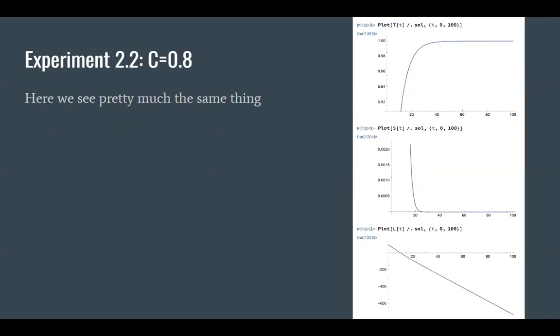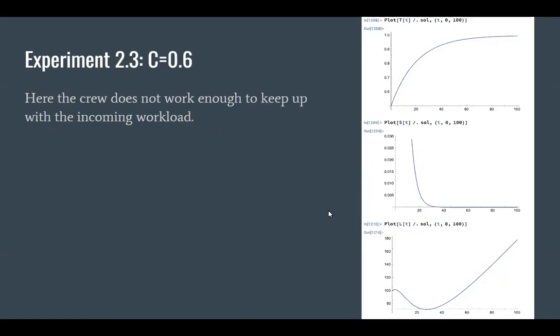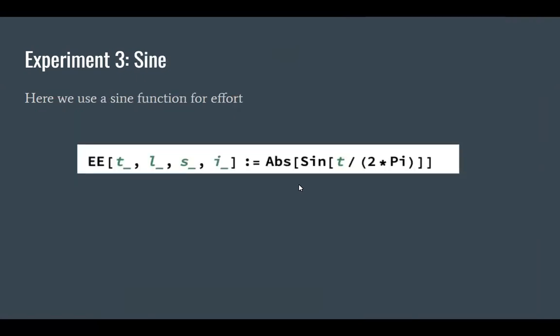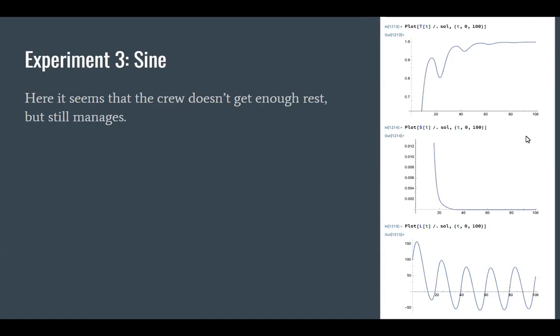At c equals 0.8, we see pretty much the same situation, where fatigue is just going all the way up to 1. And at c equals 0.6, the crew does not work enough to keep up with the workload. And lastly, experiment 3, we used the sine function to model effort. It seems here the crew does not get enough rest, but still somehow manages to keep the workload under control.